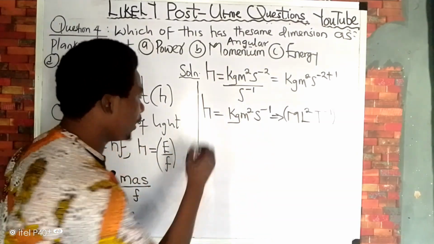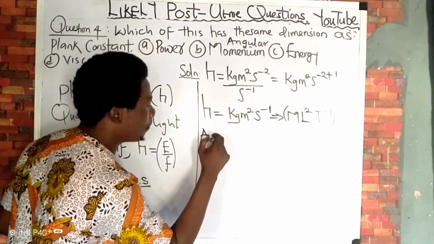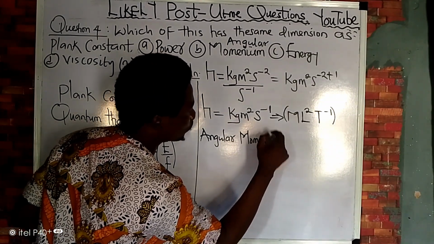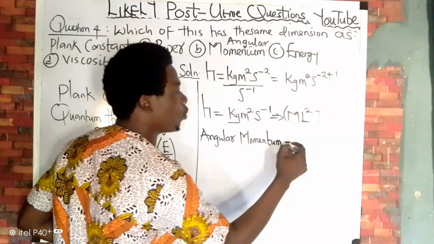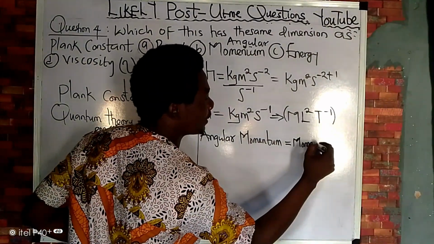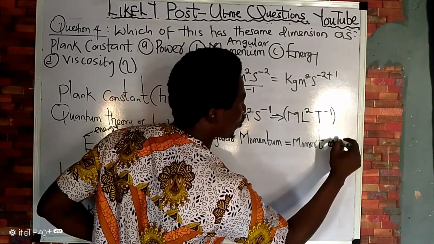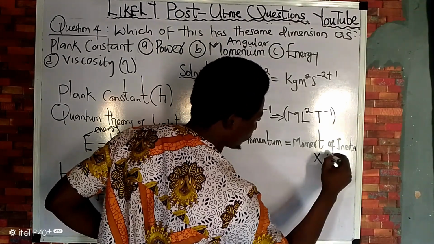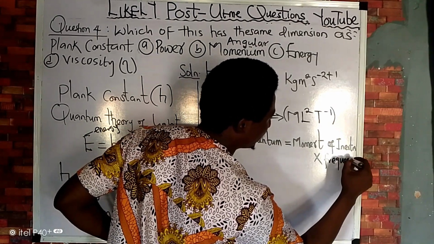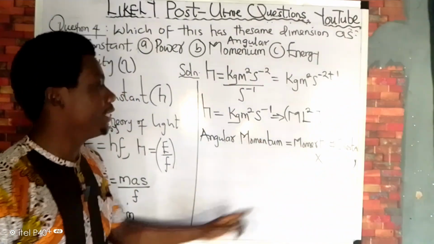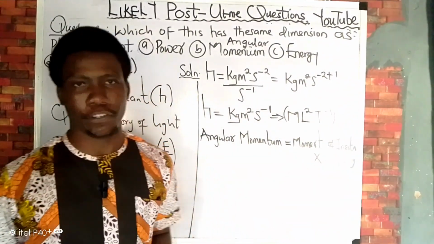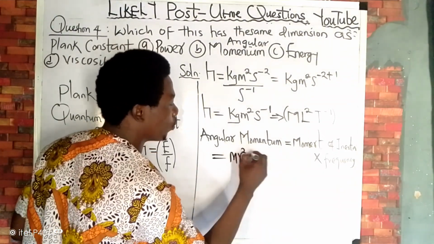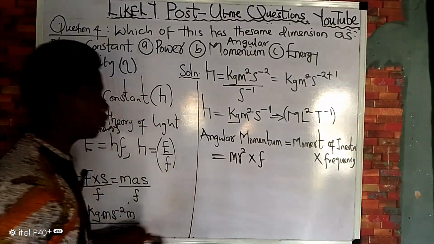Let me show you. What is the formula for angular momentum? Let's begin with that. Angular momentum is equal to moment of inertia times frequency. What is moment of inertia? It is m r squared. Let's quickly break it down.